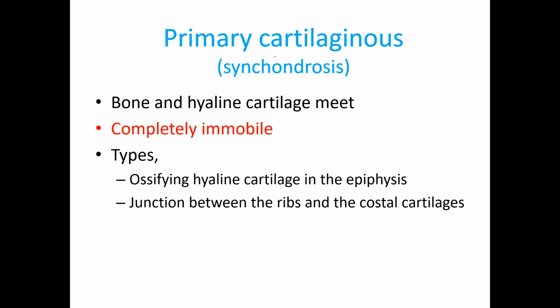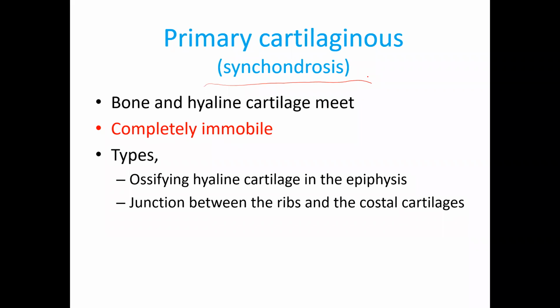Okay, then moving on to the second type, primary cartilaginous joints. Other books might give you a different name, called synchondrosis. Chondro means anything to do with cartilage, right? And syn means a connection. Synchondrosis is another name given to the primary cartilaginous joint. So where do we see this? Especially where bone and hyaline cartilage meet, right? That's why we say skeletal elements, because there are no two bones involved here. You have bone and hyaline cartilage.